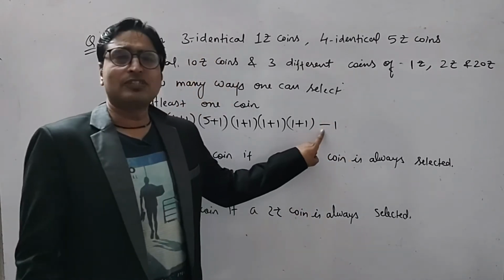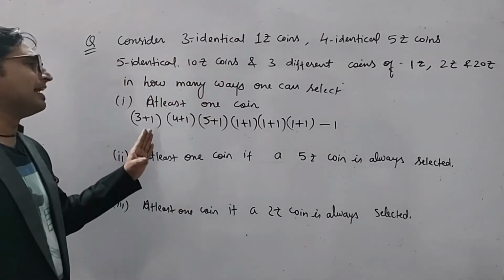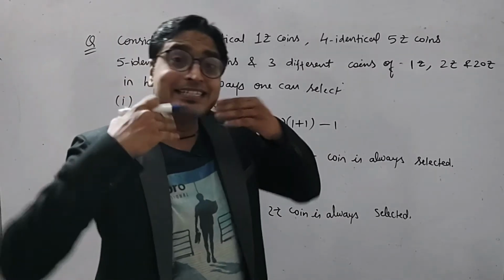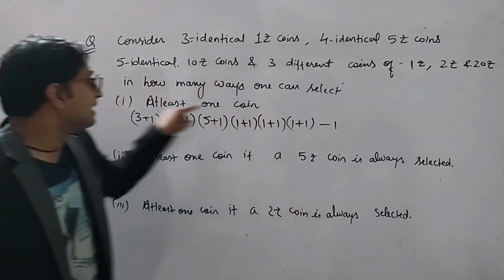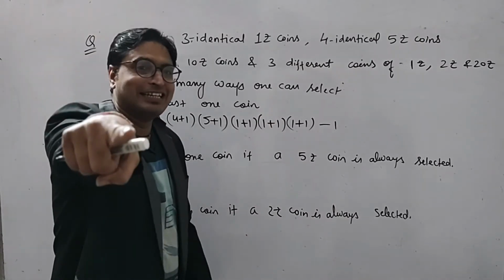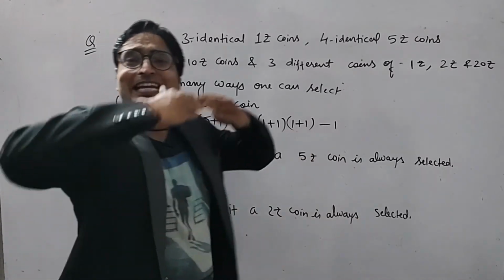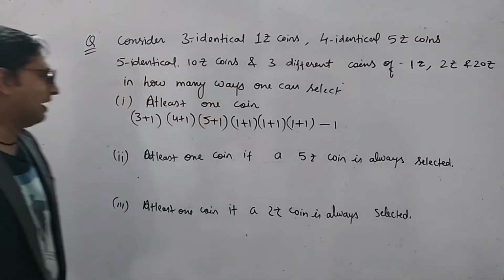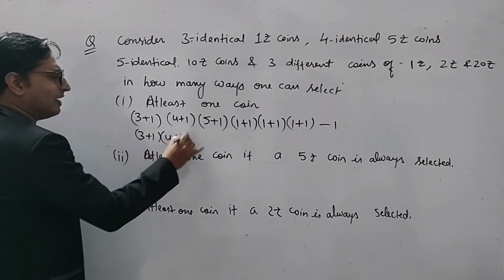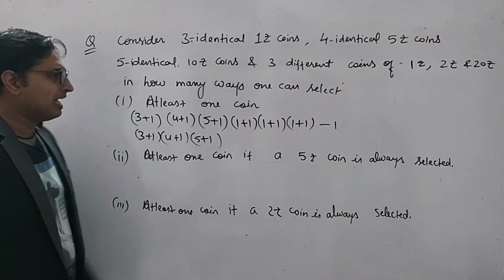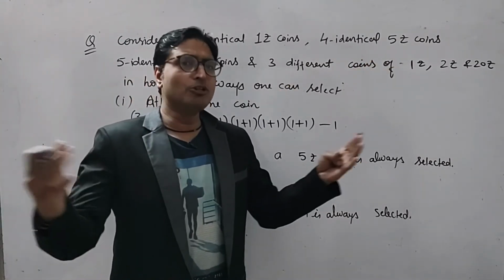Now we will subtract 1, because I already told you in the last problem that there is a way through which you can reject all the coins, and we have to subtract that way, because here you have to select at least 1 coin. That's why we will subtract 1, because this is the way through which we can reject all the coins. So now the total number of ways will be 3 plus 1, 4 plus 1, 5 plus 1. And for these 3 different things, you can formulate. I have told you the formula.